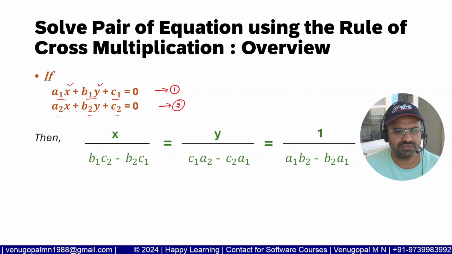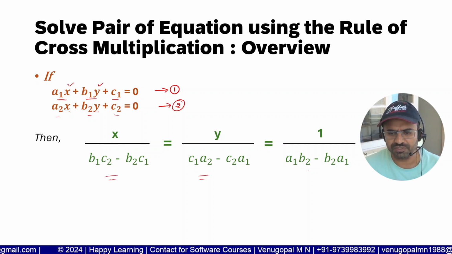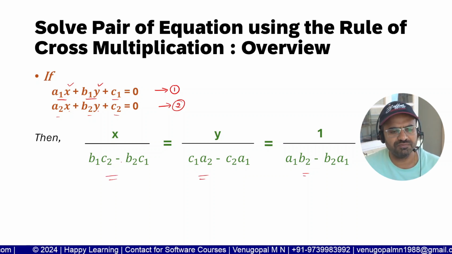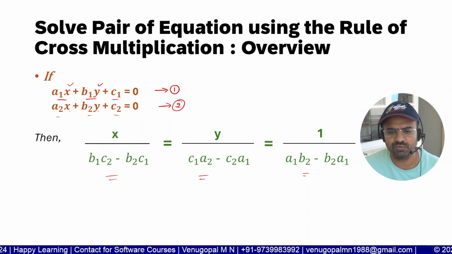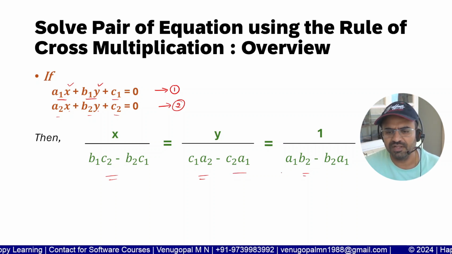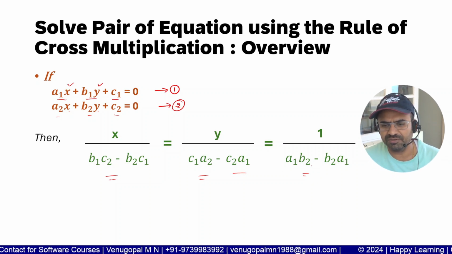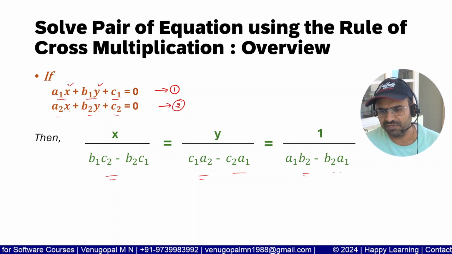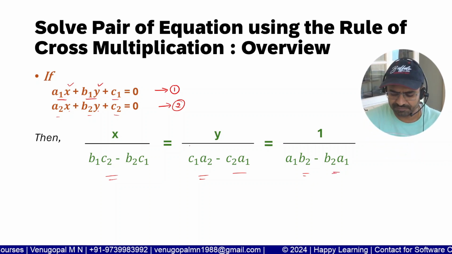Then from these equations we come to the final equation: x divided by b1 into c2 minus b2 into c1, y divided by c1 into a2 minus c2 into a1, and 1 divided by a1 into b2 minus a2 into b1. This is the equation we will get. How we will get it, let us see in the next slide.